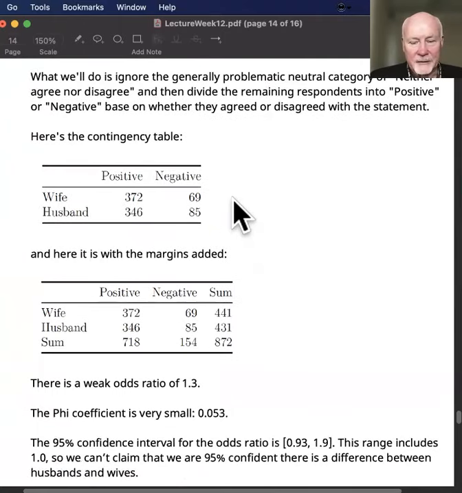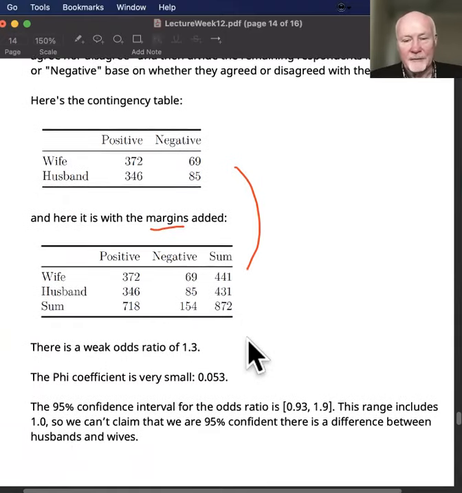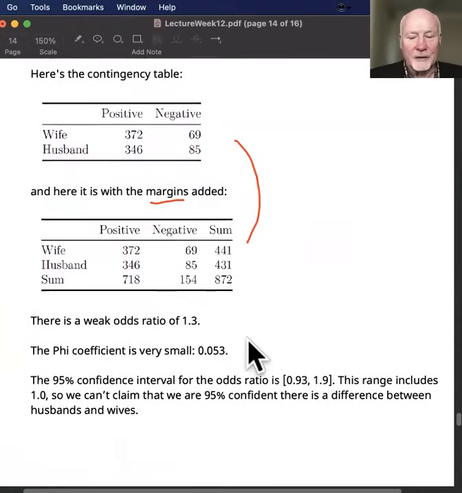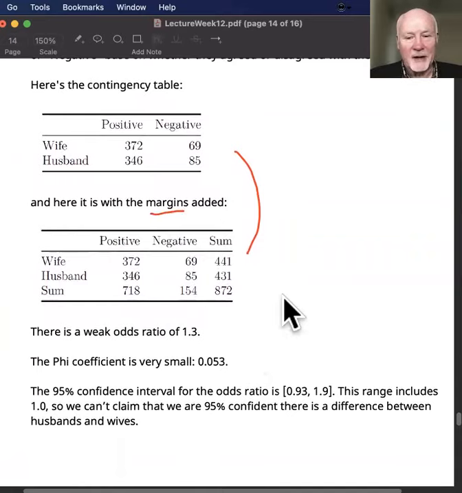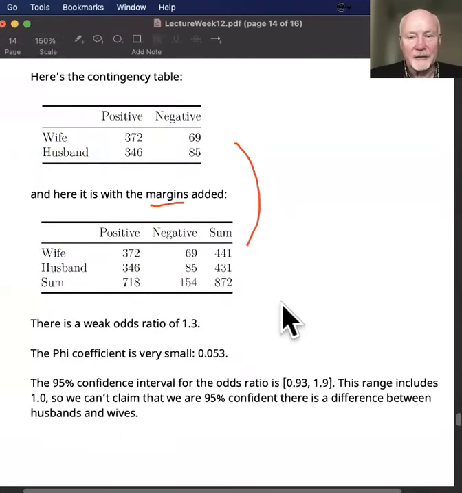This table here is the same thing, but it has what we call margins added. In this case, the margins are totals. We need those totals if we're going to do certain types of manual calculations, but I'm not suggesting you do manual calculations for these things. I've given you a spreadsheet to do this, and you also have a link in the lecture notes last week to an online calculator that'll do the same thing.